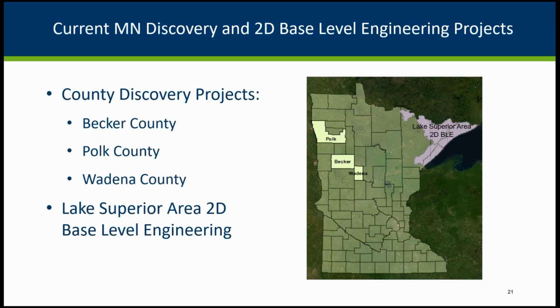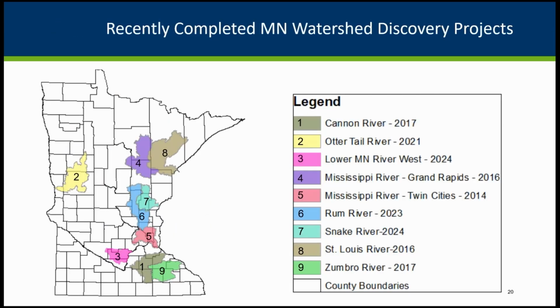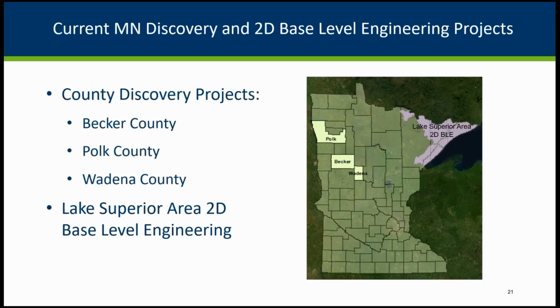The previous slide showed the different watershed studies we've done since about 2016. The next slide looks at the fact that FEMA has a process where they do discoveries around the state. These are the active discovery areas that we're working on. Discovery is the first step in the FEMA update process. We're looking at both northeast and northwest areas of the state, either watershed studies or countywide studies.